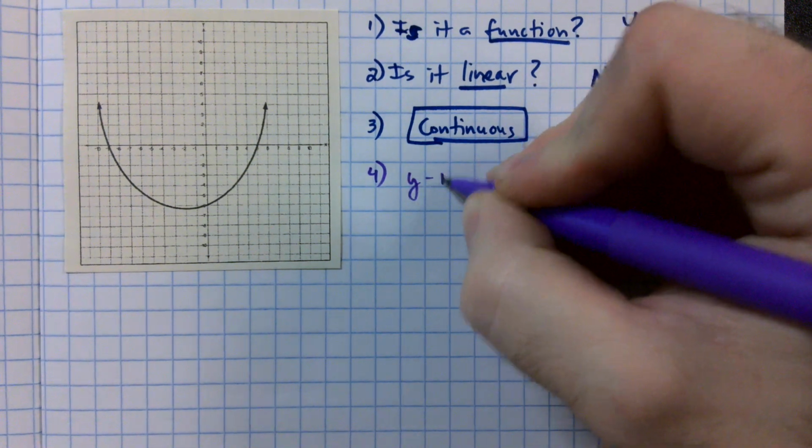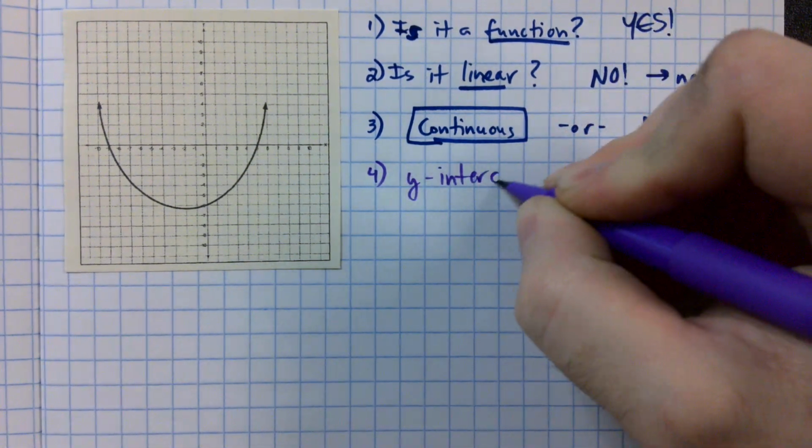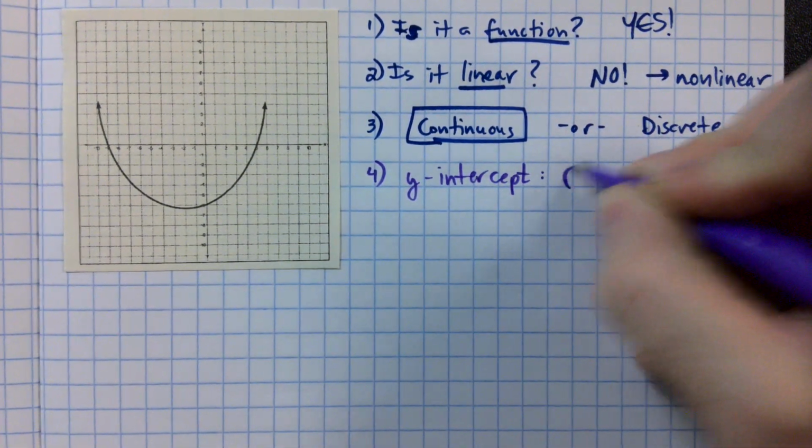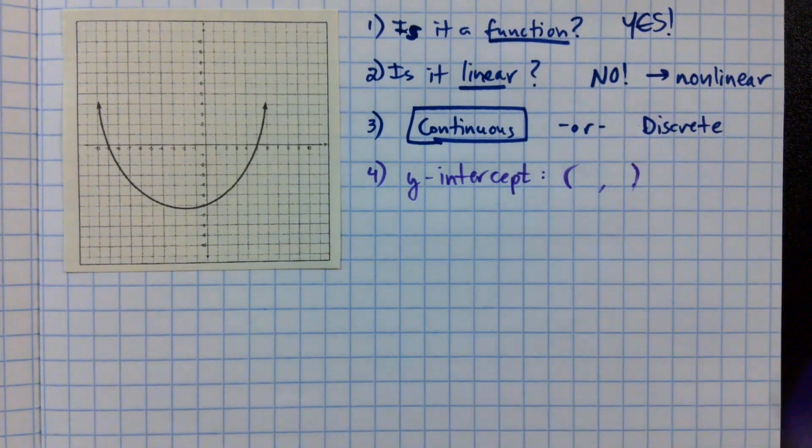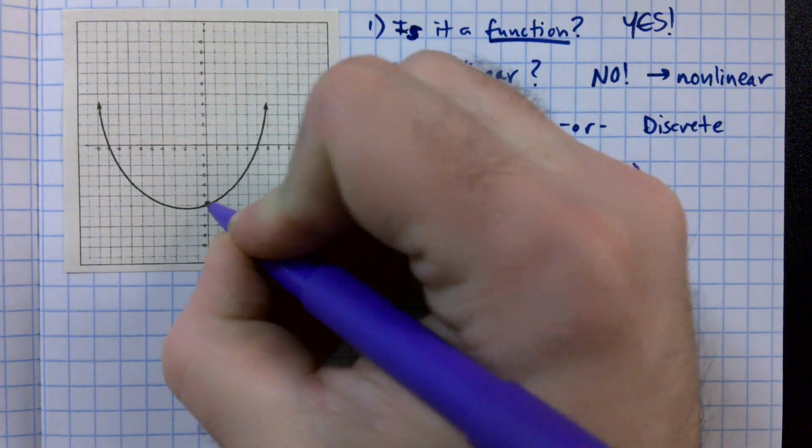Do I have a y-intercept for this function? Yes. What are the coordinates for my y-intercept? Approximately. 0, negative 6. Boom.